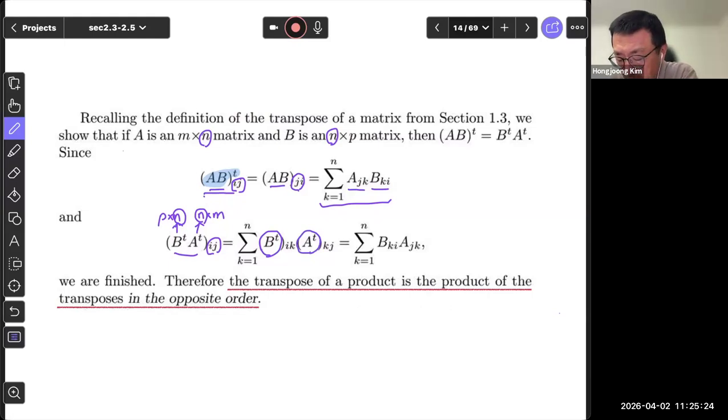Now, the ith row, kth column entry of B transpose will be the kth row, ith column entry of B, and the kth row, jth column entry of A transpose will be the jth row, kth column entry of the A matrix. And now these two numbers are scalars. In the case of scalars, they commute.